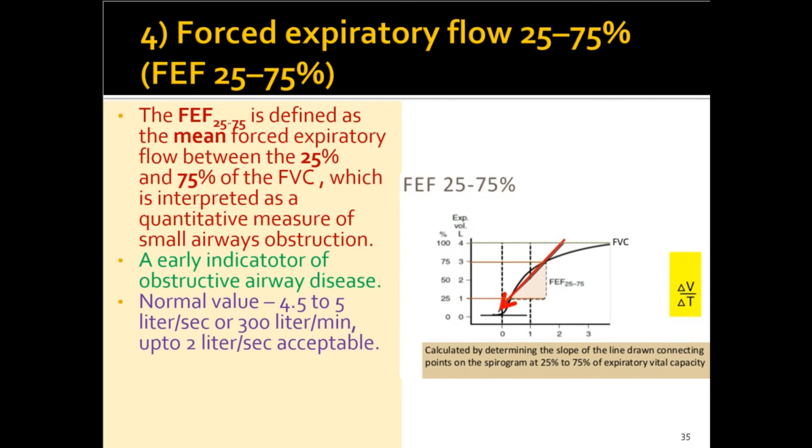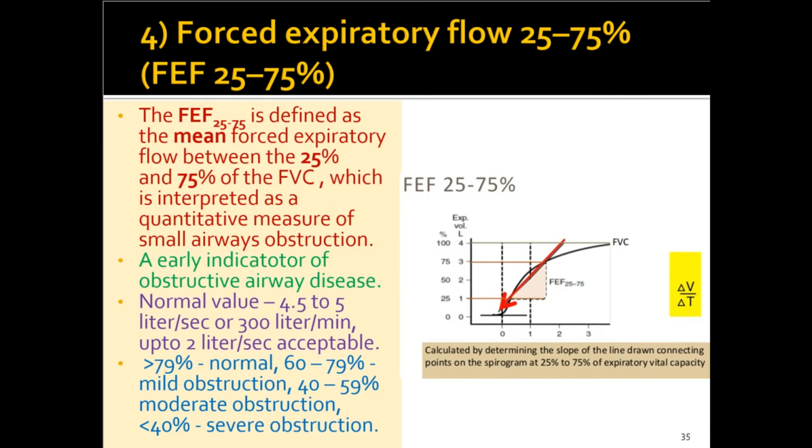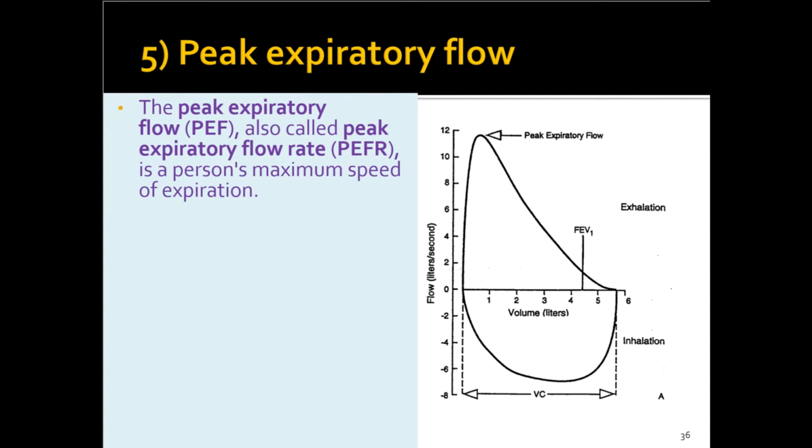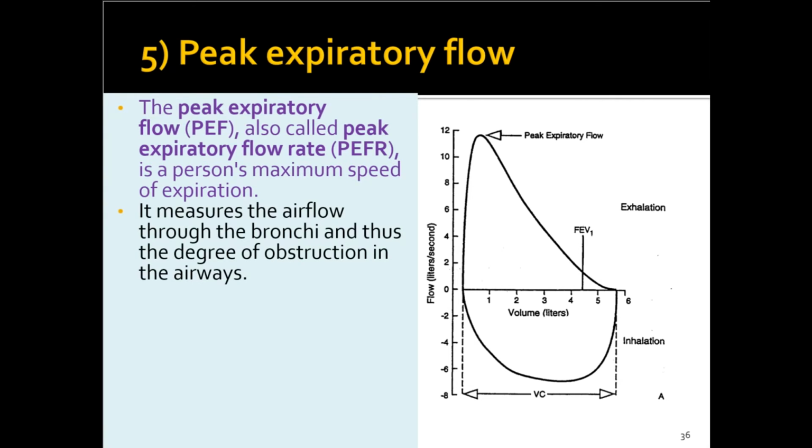Normal value 4.5 to 5 liters per second or 300 liters per minute, up to 2 liters per second acceptable. Greater than 79%, normal. 60 to 79%, mild obstruction. 40 to 59%, moderate obstruction. Less than 40%, severe obstruction. 5. Peak expiratory flow. The peak expiratory flow, PEF, also called peak expiratory flow rate, PEFR, is a person's maximum speed of expiration. It measures the airflow through the bronchi and thus the degree of obstruction in the airways.